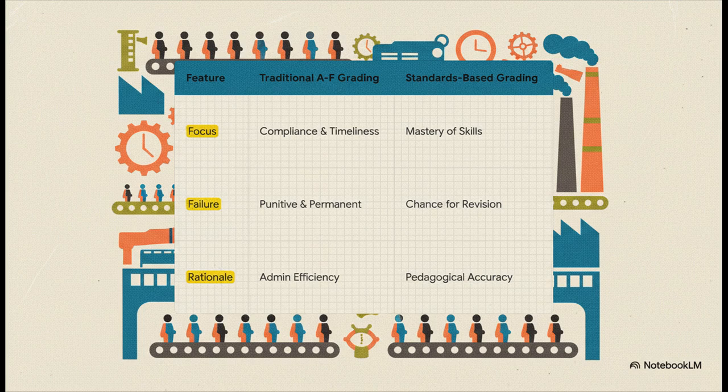So today, there's a big push from a lot of educators for something different, a new model that's often called standards-based grading. And philosophy-wise, it is a complete 180. The old factory model, all about compliance, timeliness, sorting people out. This new model, it's all about mastering actual skills. Think about it. In the old system, an F is like a brand. It's punishment and it's permanent.